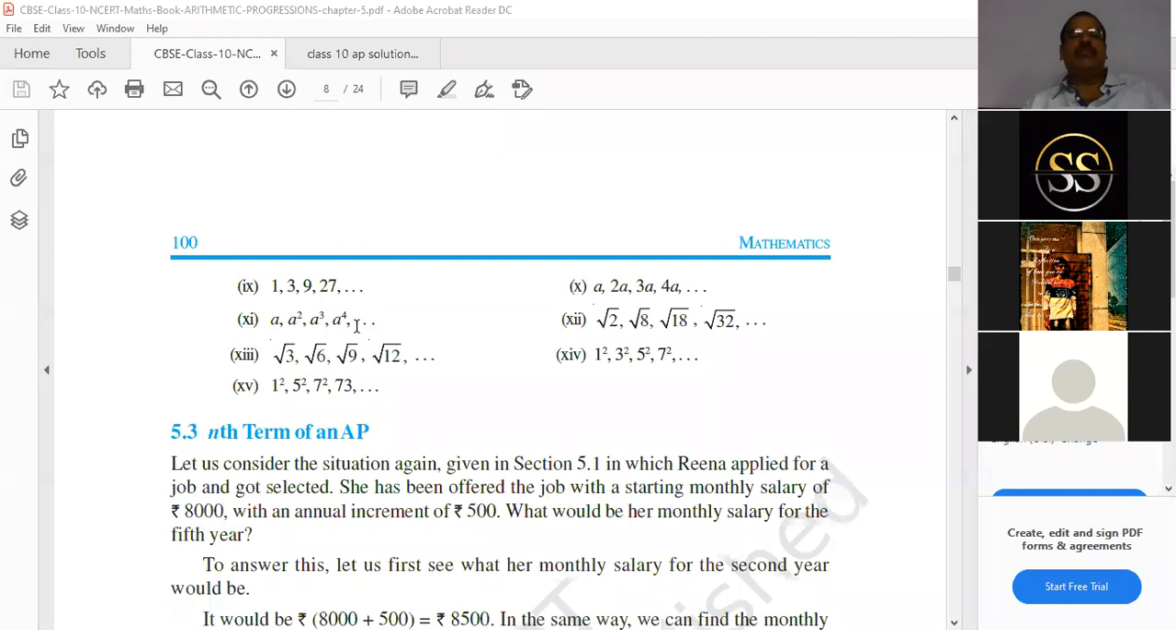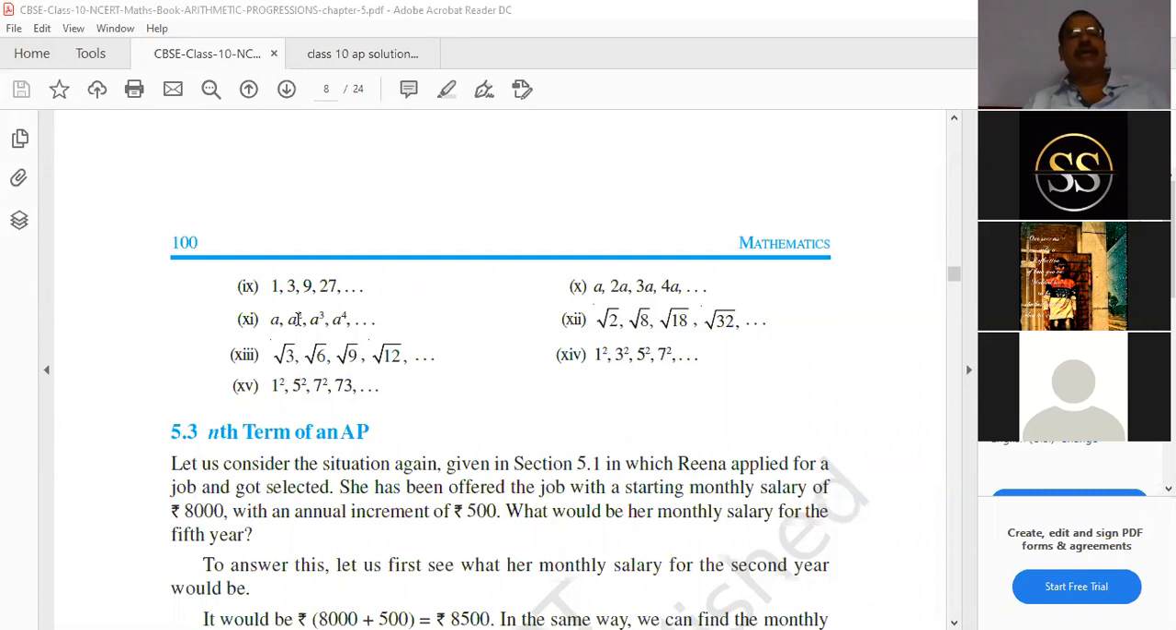A square, A cubed, A to the power 4 means A into A square. When you are multiplying and getting the terms, it is not in AP. That series is a GP, a geometric progression, which we do not have here. We only have arithmetic progression. So this is not in AP.